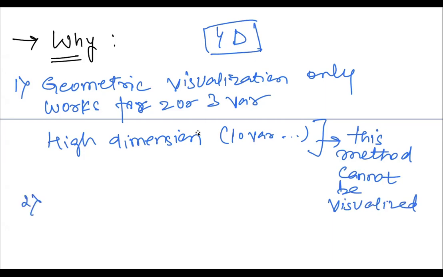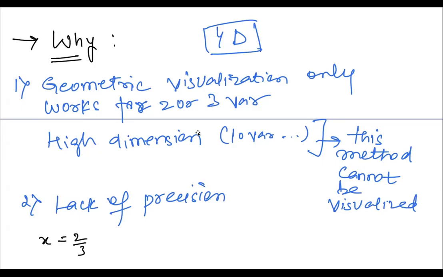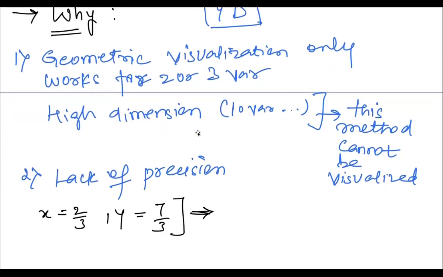Second is lack of precision. What does that mean? When you draw lines or planes, it is not possible to accurately find the solution. Like, let's say x equals 2 by 3 and y equals 7 by 3, it is not possible to look at the graphs and see what the value of x and y is. So identifying exact points of intersection is kind of difficult.